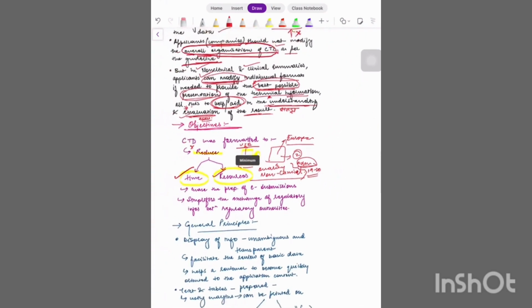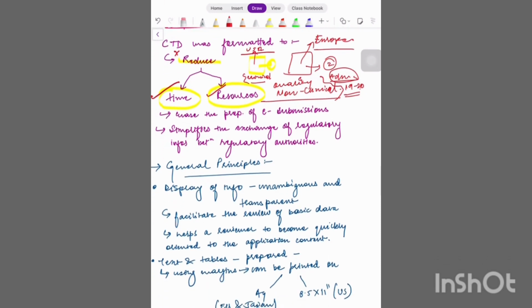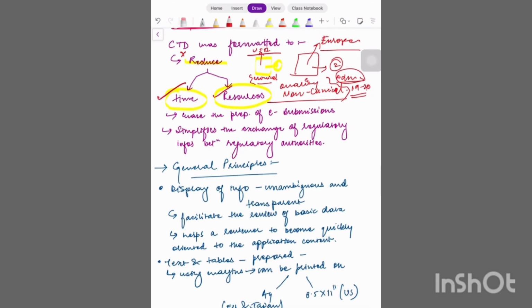जहाँ आई वुड हैव रिक्वायर्ड अ लॉट ऑफ मैन पावर, अ लॉट ऑफ लाइक फाइल्स टू एन एरिया टू अरेंज द डॉक्यूमेंट्स, आई वुड हैव रिक्वायर्ड अ लॉट ऑफ कंप्यूटर्स फॉर दैट पर्पज. I would have saved on, I could save on resources with CTD. So there is always a reduction in time and resources. Ease the preparation of e-submissions.